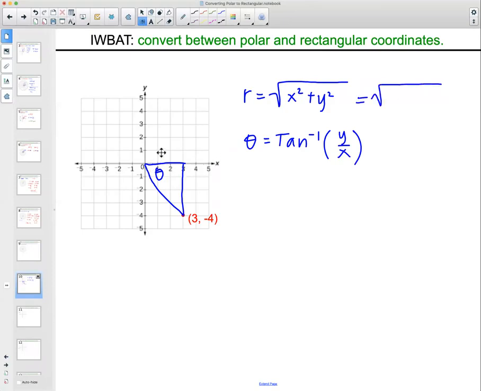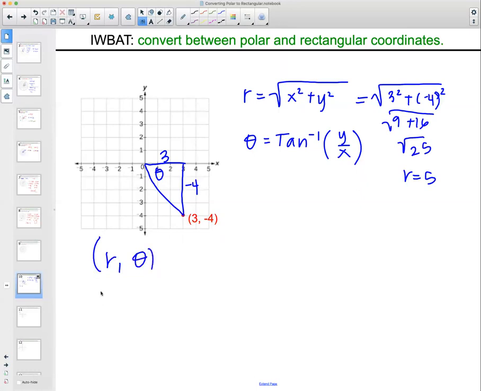Okay, so your x is 3, your y is negative 4. So you're doing 3 squared and negative 4 squared. So 9 and 16. So square root of 25. So you're getting r equals 5. So remember, we're doing r comma theta for a polar point. So now we figured out that the r is 5. Then to do the angle, we'll do tan inverse of negative 4 over 3.